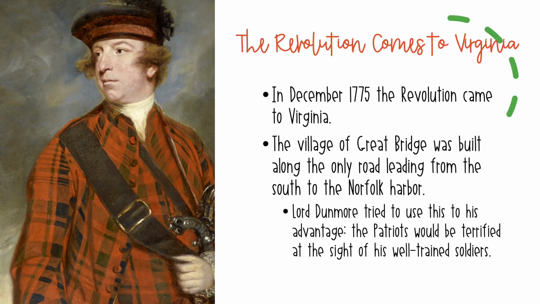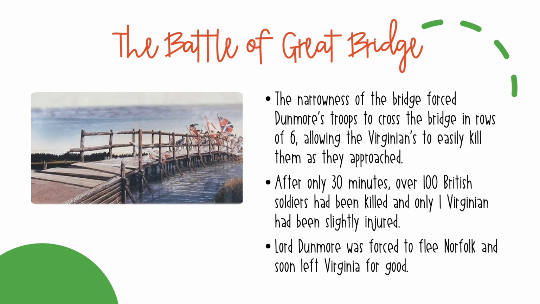One of Patrick Henry's most disliked enemies was Lord Dunmore. In December of 1775, the Revolution had made its way into Virginia. The village of Great Bridge was built along the only road leading from the south to the Norfolk Harbor. Lord Dunmore tried to use this to his advantage. The Patriots would be terrified at the sight of his well-trained soldiers. There was one thing, though, that Lord Dunmore hadn't planned for.